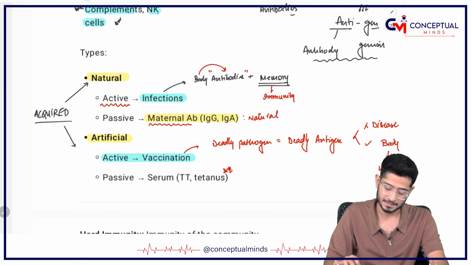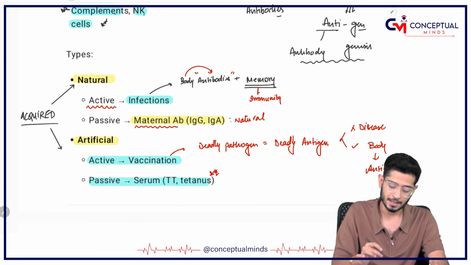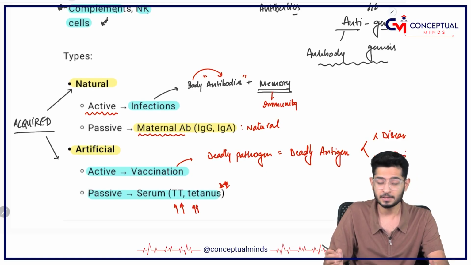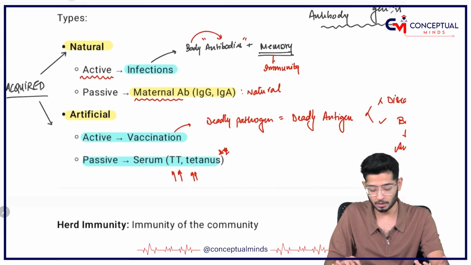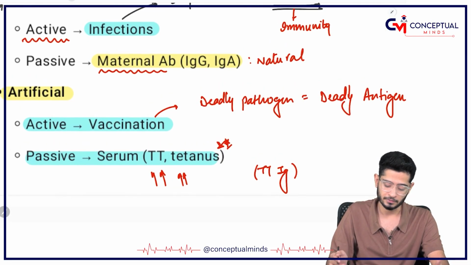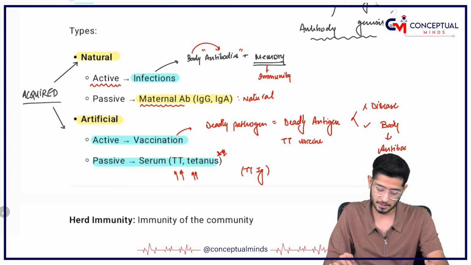Alright, and what about passive? Passive means that you have to give the TT, as well as tetanus, passively. The TT and tetanus is given passively. So TT means what? TT means TT immunoglobulins. So if you are giving TT immunoglobulins, that's a passive immunity, whereas if you are giving the TT vaccine, that's an active immunity, right? So this is the difference.